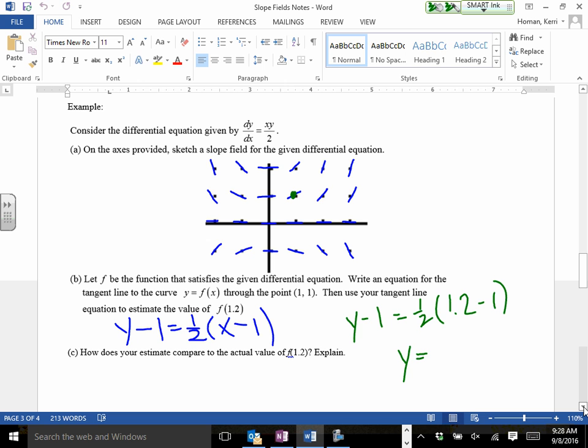When x is 1.2, what is our y value? y would be equal to 1.1. We get 0.2 times 1/2 is 0.1. We add the 1 over. Now, if we were to actually find the real value of f(1.2), would this be an over or an under approximation?